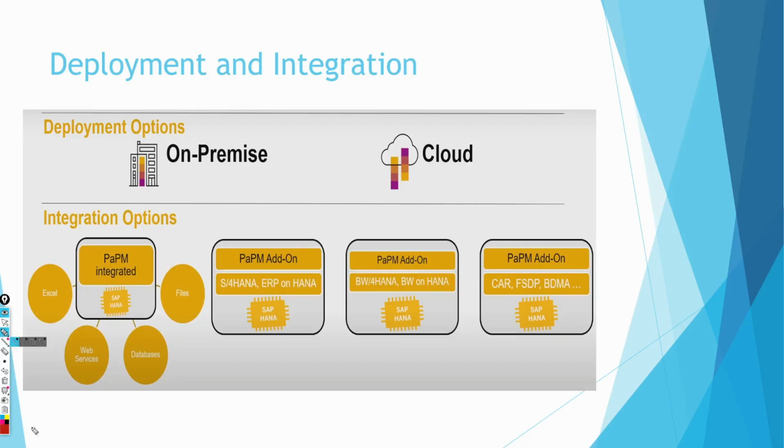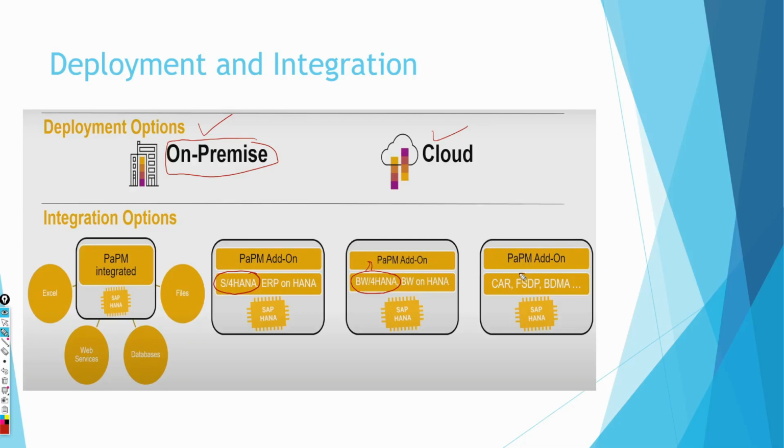Now see deployment options. PAPM is an add-on. It will not come as standard when we install SAP. There are only two types, either on-premise or cloud. Our training is on on-premise. Within on-premise, there are different options where you can install PAPM. First, you install on S4HANA itself, where on top of an S4HANA system you install PAPM. That is this option. Second, you install on BW for HANA, you can add on PAPM.